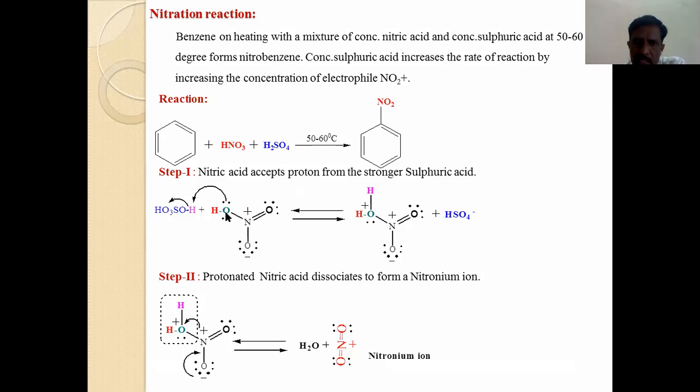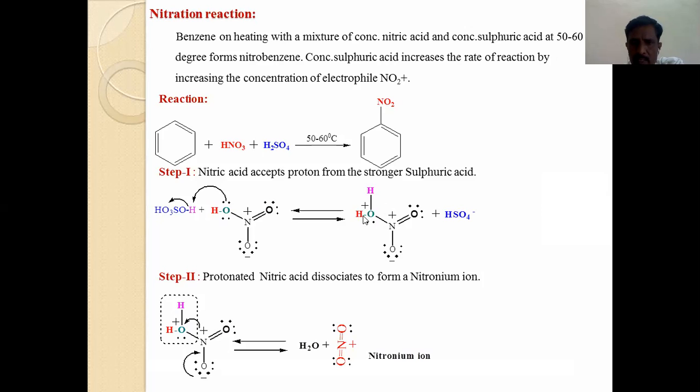So this nitric acid accepts a proton from the sulfuric acid. I have shown one of the protons of the sulfuric acid in pink color, and one of the protons of the nitric acid in red color. This pink colored proton is attracted toward this nitric acid. Now nitric acid will have two protons. This pink colored proton comes from the sulfuric acid, and this red colored proton was earlier present on the nitric acid. So nitric acid becomes a structure like this.